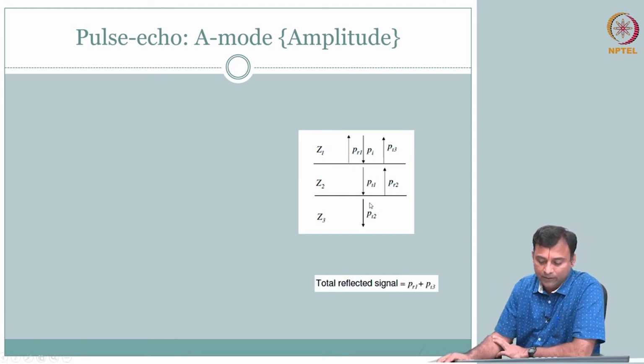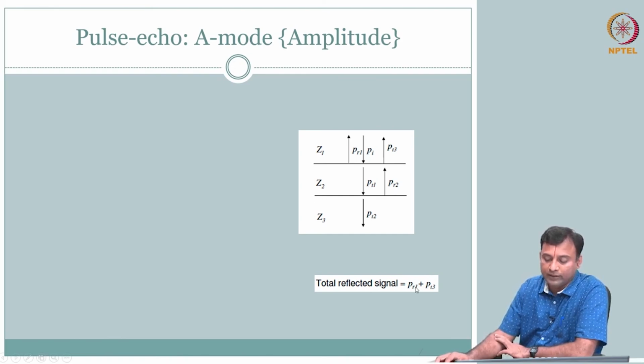So in some sense, your total reflected signal is your PR1 plus PT3. For simplicity, usually we don't worry about these multiple reflections, but they can cause artifacts. We will not worry too much about it at this course level, but the idea is that the total reflected signal you could get comes from one direct echo or multiple echoes.